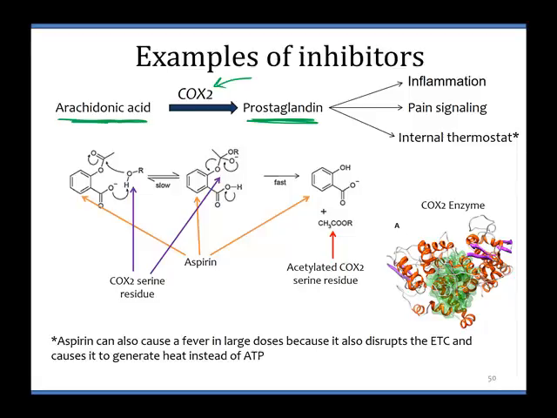So prostaglandin is actually a cell signaling molecule. It signals cells to undergo inflammation, to increase the internal thermostat, so increase heat, and to signal for pain. So if we inhibit this COX-2 enzyme, then we stop these processes. We stop pain signaling, we stop inflammation, we stop the increase of that internal thermostat. So right here, this is how the COX-2 enzyme works.